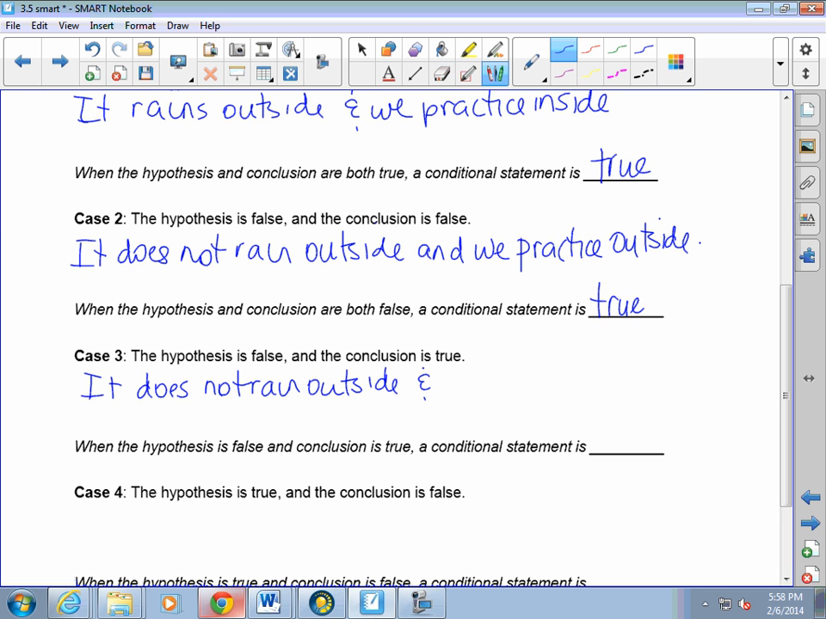Does not rain, and where are we? And we practice inside. So when the hypothesis is false and the conclusion is true, a conditional statement is true.